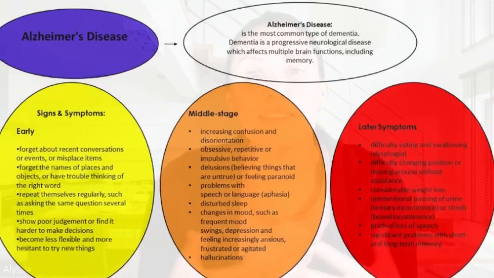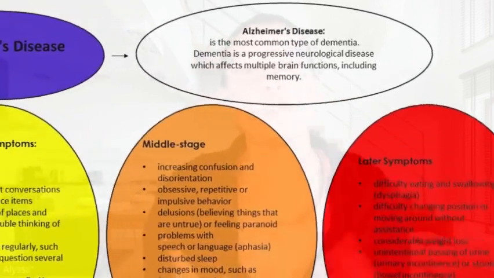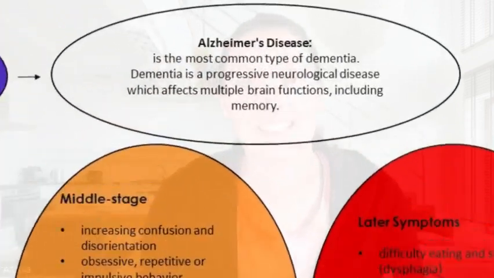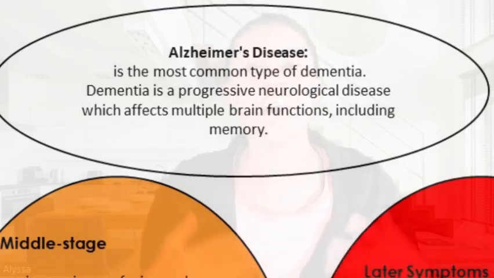So Alzheimer's disease, what is it? It's the most common type of dementia. Dementia is a progressive neurological disease which affects multiple brain functions, including the memory. We're going to be going over the signs and symptoms. There are early signs, mid-stage signs, and later symptoms. We're going to go through each stage, starting with the early stage.